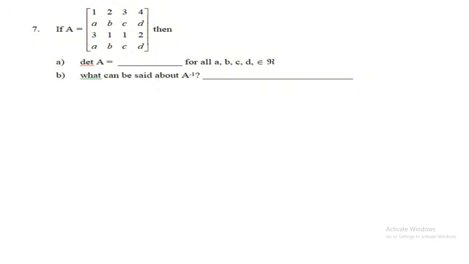And what comes next is question number 7, students. In question number 7, you are given this matrix, and you are asked to determine two things. The first is to find the determinant of this 4 by 4 matrix, and the second is to say what can be said about the inverse of this matrix.